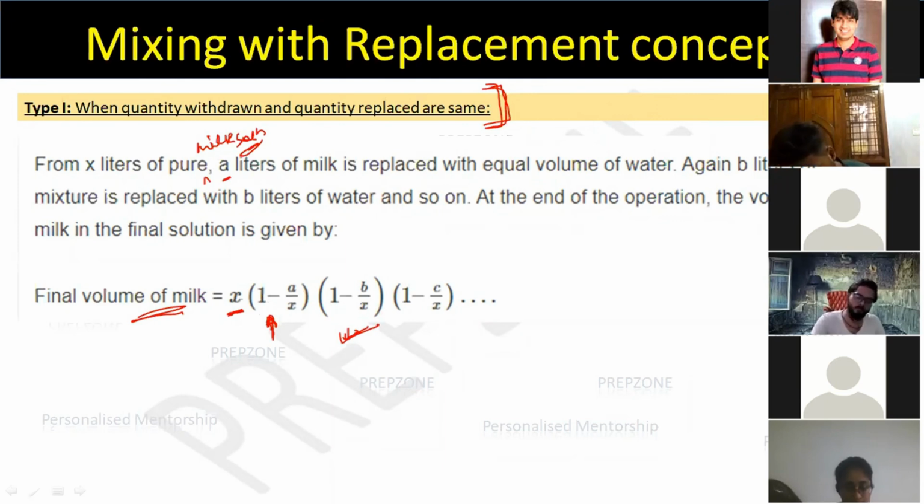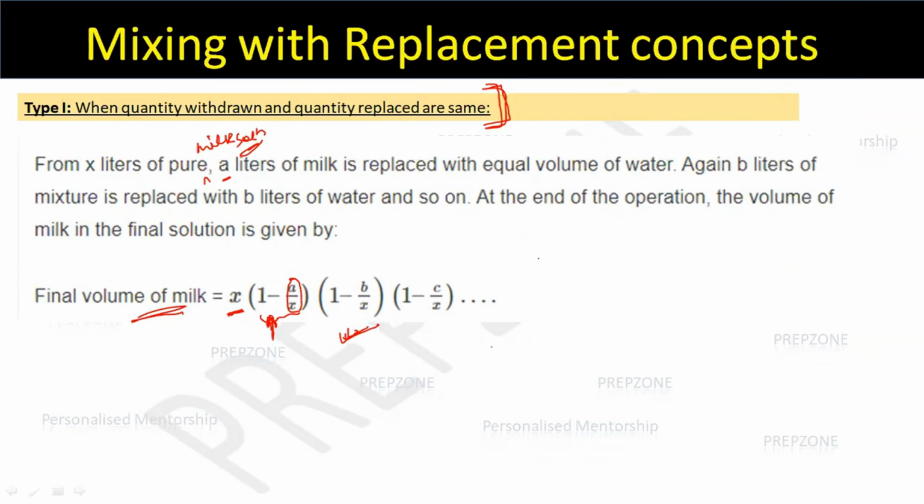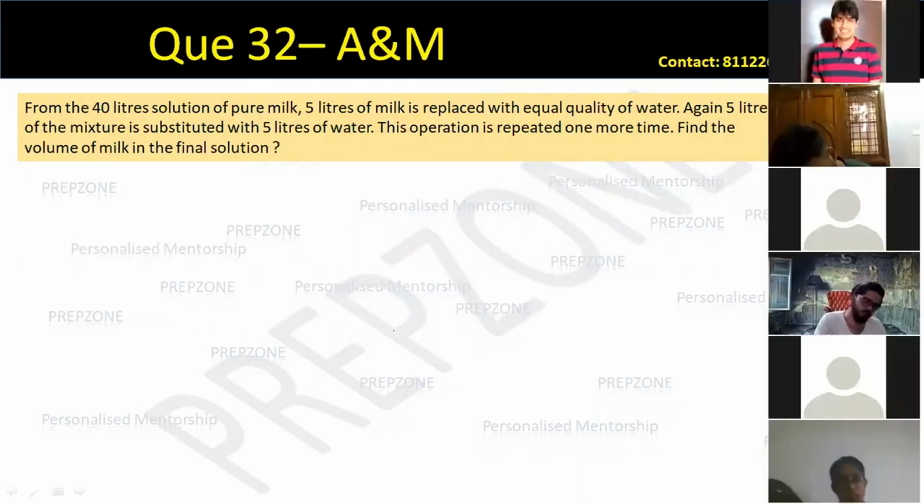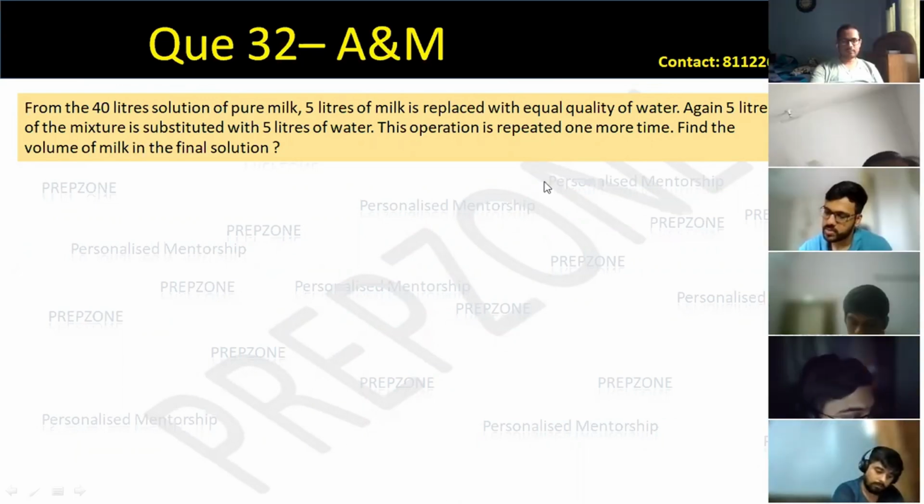Okay, A by X is water का concentration, so 1 minus A by X will be milk का concentration, and I'm just multiplying it. Then please solve this question. Calculation करने की need नहीं है, even that expression would suffice. Vishal, please explain to everyone.